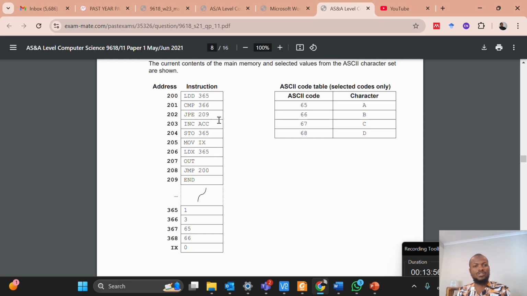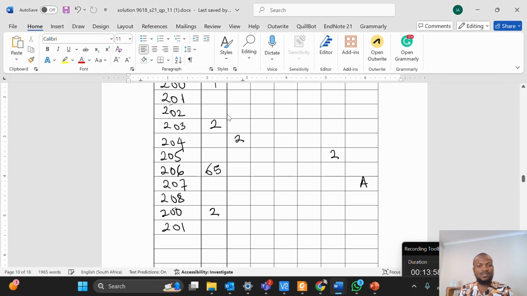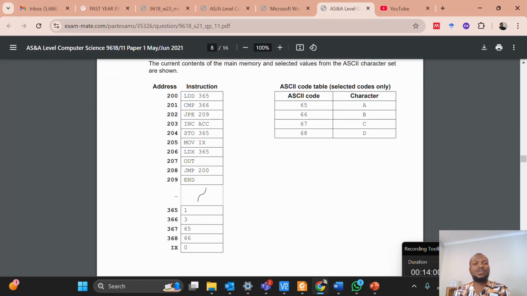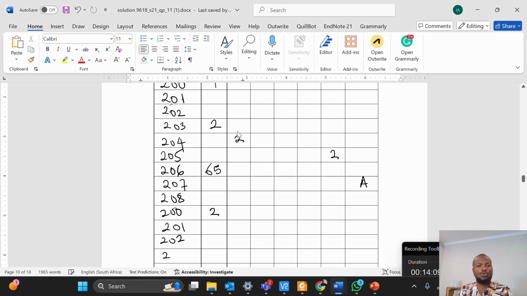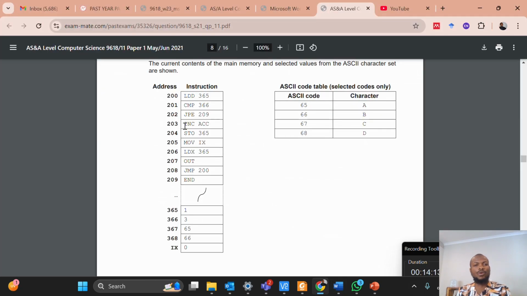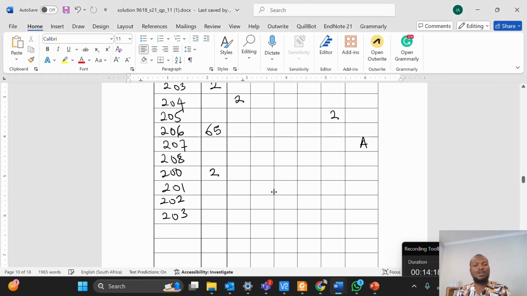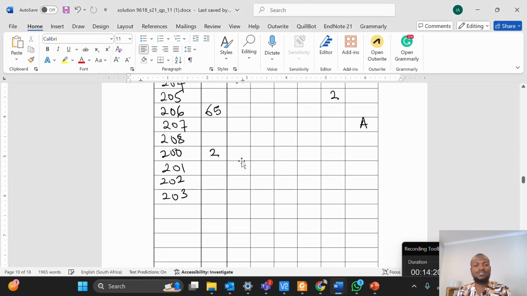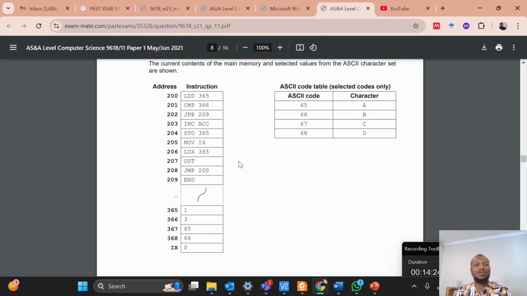Then what does 202 mean? You don't write anything. 202 means if it is equal, jump to 209, that is you end. Of course, it is not equal, so we don't jump to 209, we just go to 203. Now, when we get to 203, what does it say? Increase the content of the accumulator by 1. The accumulator was 2, so when you increase by 1, it becomes 3.